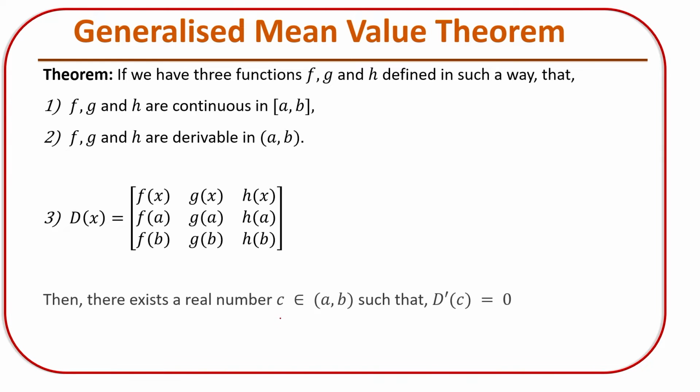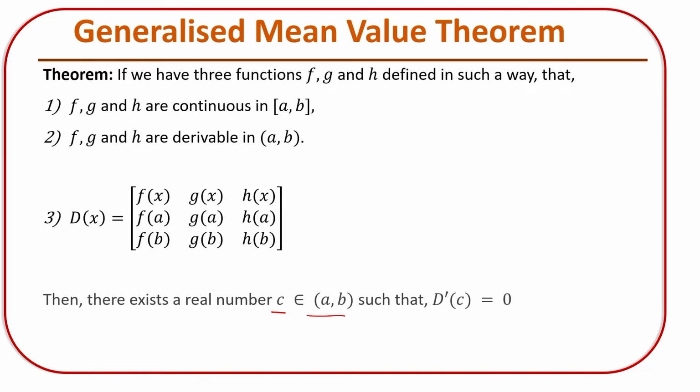Then there exists a real number c between a and b such that D'(c) is equal to 0. That means the determinant with rows f'(x), g'(x), h'(x); f(a), g(a), h(a); f(b), g(b), h(b).